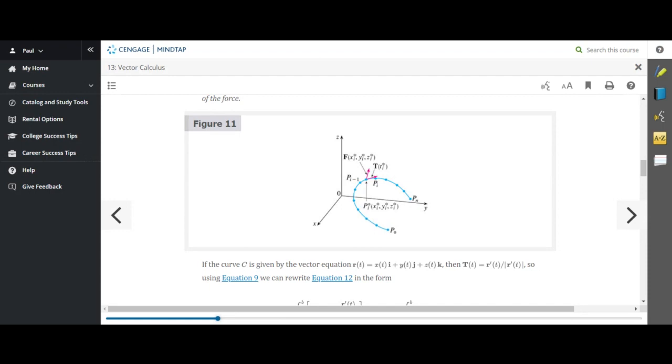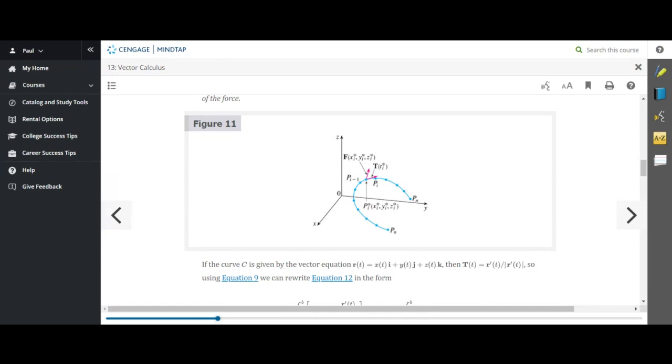You can see in the picture at the point P sub i, that x_i, y_i, z_i point, there is a vector field that's acting on the particle. And a component of that vector field F actually contributes towards moving the particle along its path. That would be in the direction of the tangent vector.